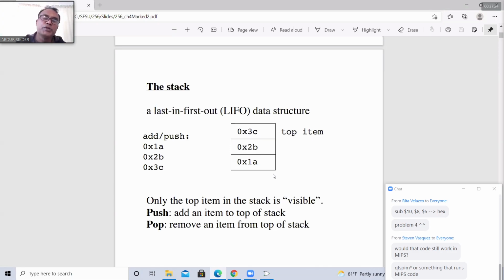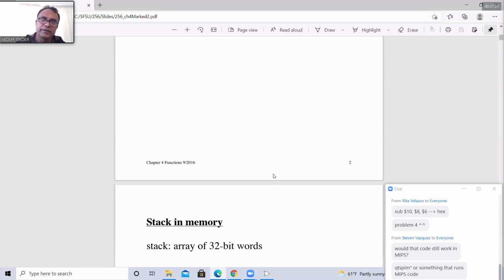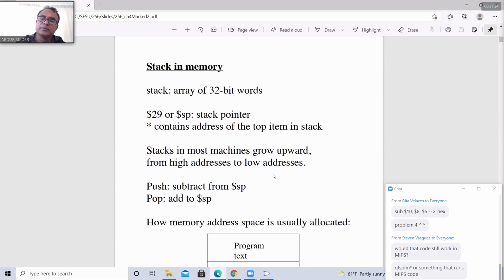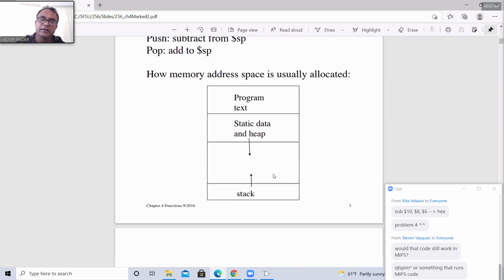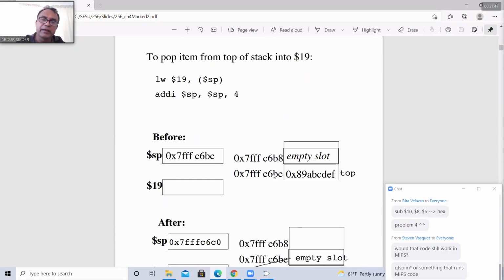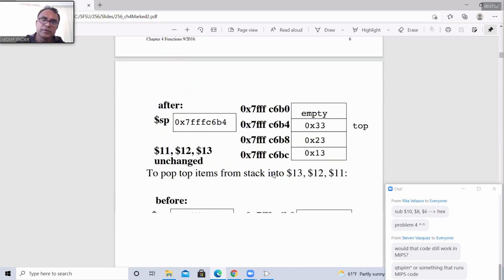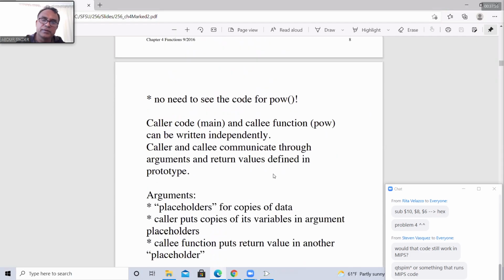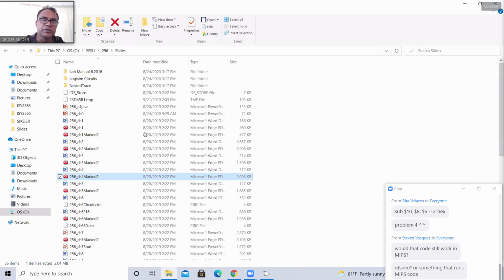So push to add, pop to remove. So last in, first out. Whoever is last in gets first out. So that's the LIFO model they use for the stack. And then register 29 is used for the stack pointer, $SP. And I will not ask any complicated question from here. So no question from the function. Just ignore that for the midterm.